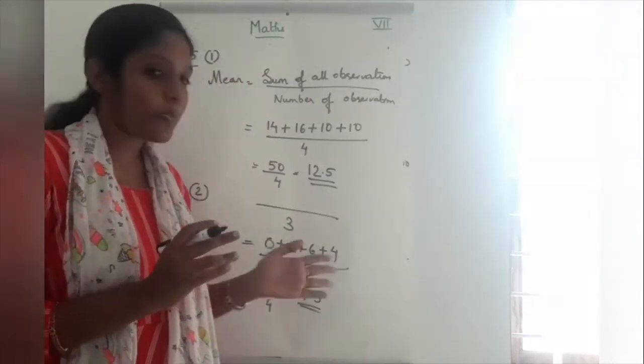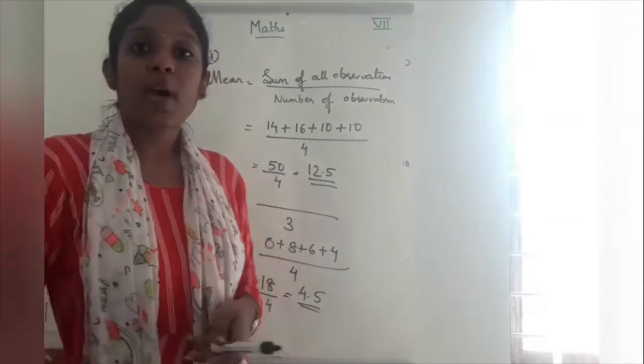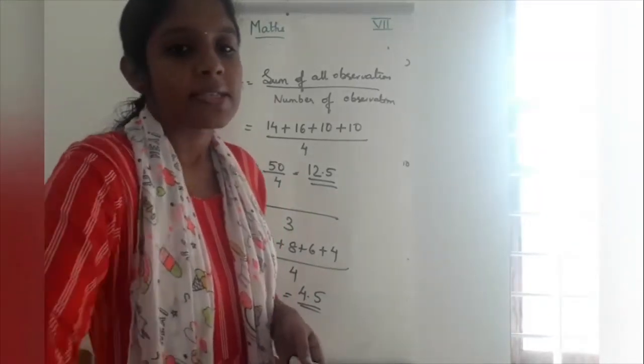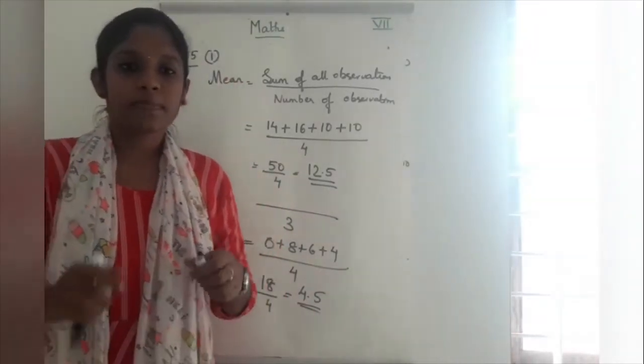Then here 4.5 is the mean we got. So you have to find the best performer. So how will you find the best performer?